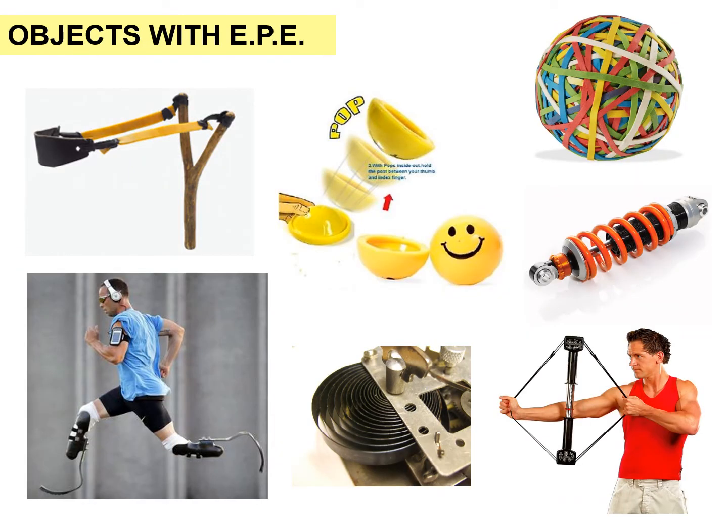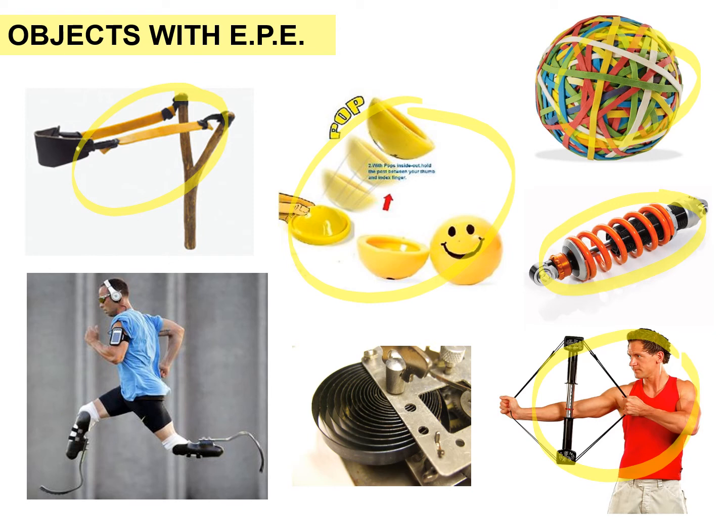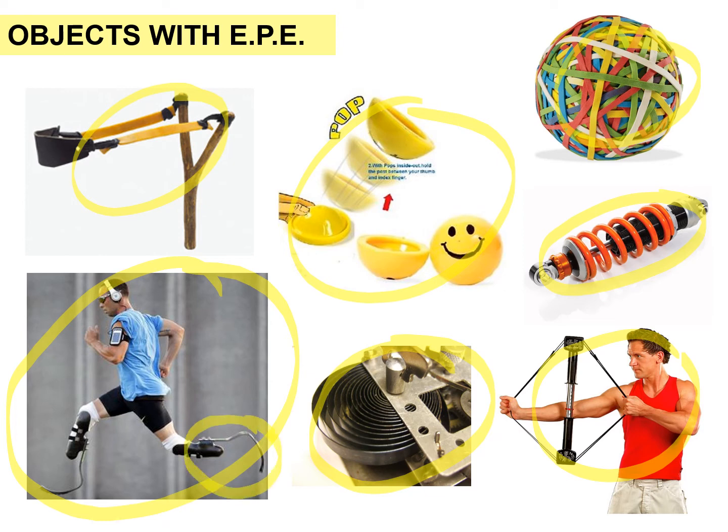All of these objects have elastic energy stored in them. I think we may have used the poppers in lesson. I think we've maybe used those in the classroom. Catapults, rubber balls, suspension springs for cars, exercise machines, clockwork, and this is Oscar Pistorius, the infamous Blade Runner, and the elastic energy stored in the blades.